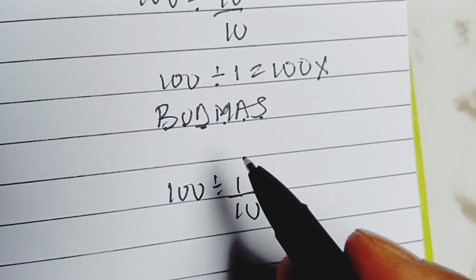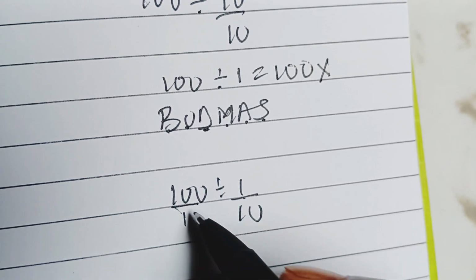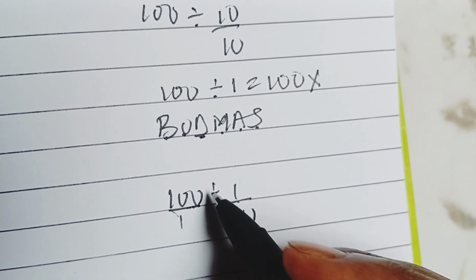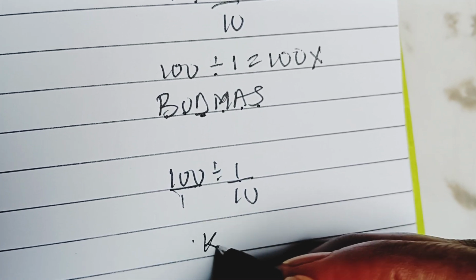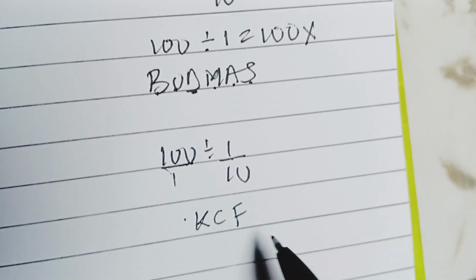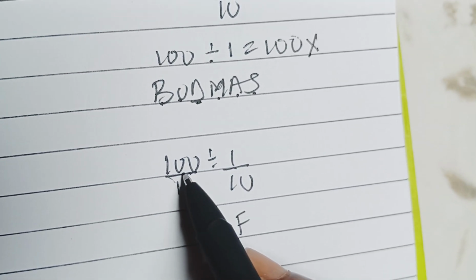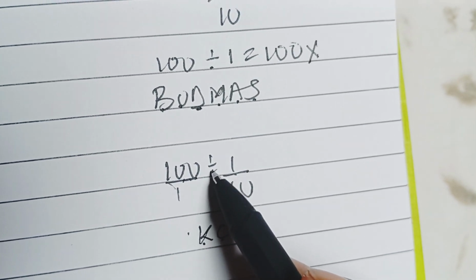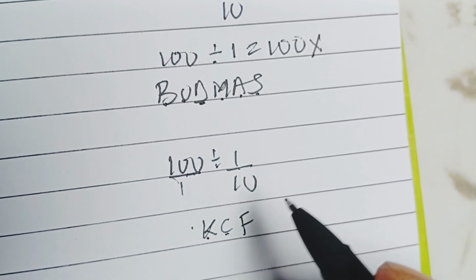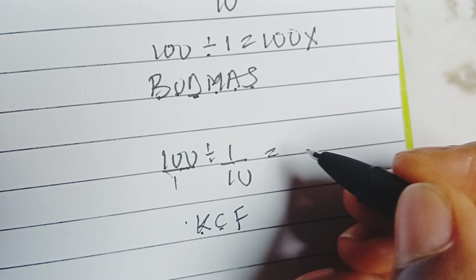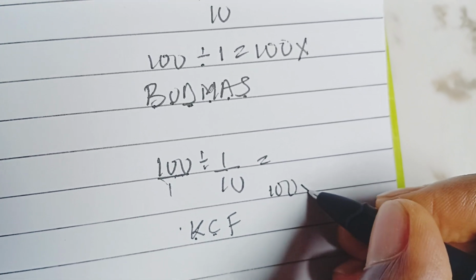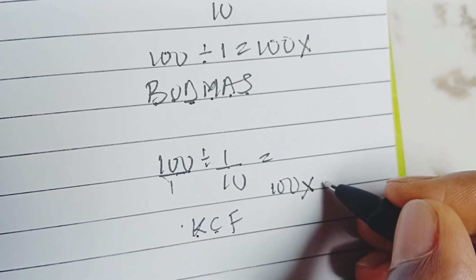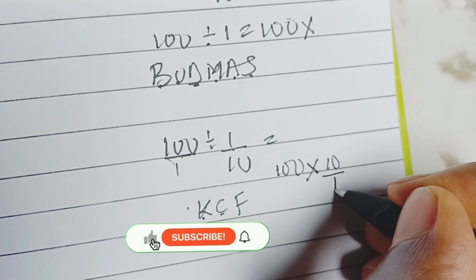Now we know that any number standing alone like this is over 1. So this is 100 over 1 divided by 1 over 10. So if we follow the KCF rule, where this is keep, we'll keep the 100, we'll change the sign, this is change and this is flip. So we will flip this, we'll have keep the 100, change this sign to multiplication, and then we flip this to be 10 over 1.